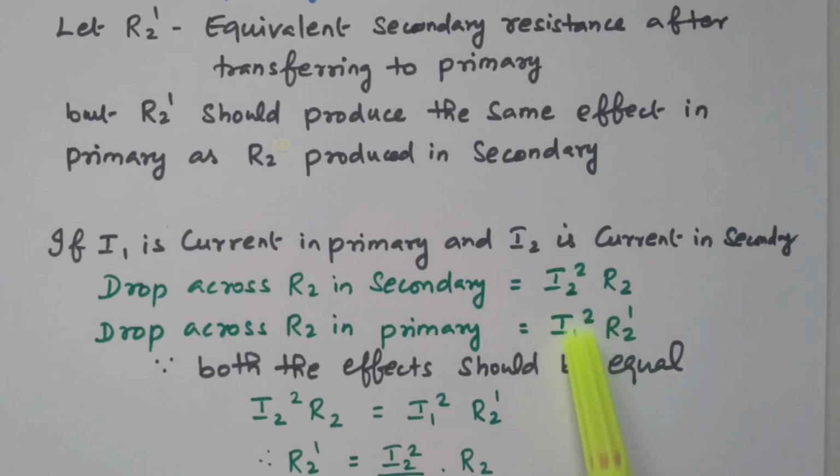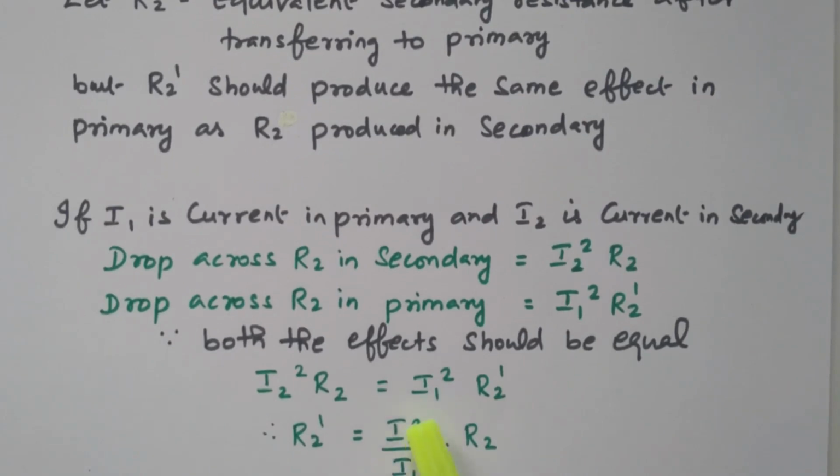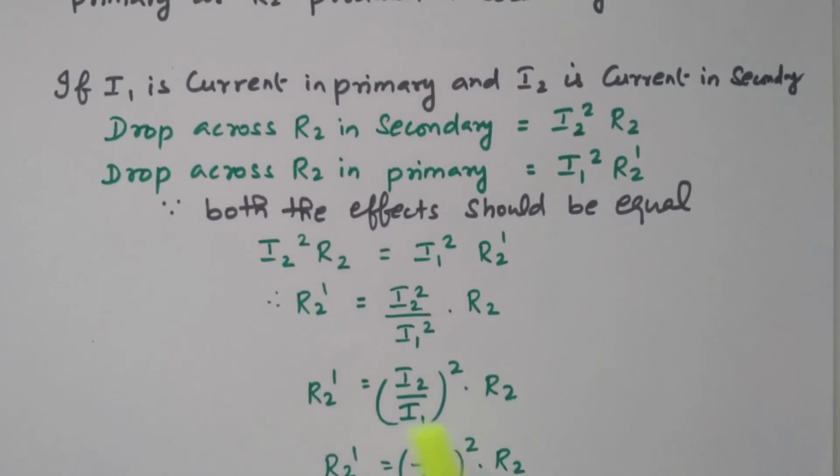So based on that, both are equal. Both the effects are equal. So I2 square R2 equals I1 square R2 dash. The left side is referring to the secondary, and the right side is transferred to the primary. From this equation we can write R2 dash equal to, bringing I1 square into the denominator, I2 square divided by I1 square into R2. So this I1 square is brought into the denominator so that we are able to find R2 dash. That can be written as I2 by I1 the whole square. So R2 dash equals I2 by I1 the whole square into R2.